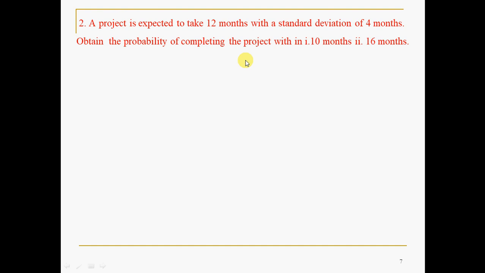Please reread the problem. You expect that the project will complete in 12 months, that is 1 year, and of course the standard deviation of the project also is given. You have to obtain the probability of completing the project within 10 months. Sometimes, though you plan it for 12 months, it may happen before 12 months also. What is the probability? And what is the probability of completion in 16 months? By observing the data, the probability of completing the project in 10 months will be less, because completing the project before the scheduled time is less likely.